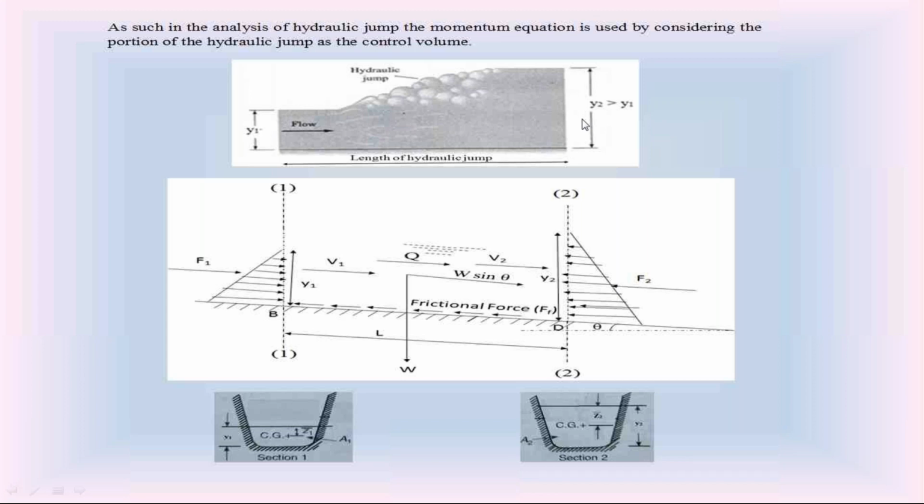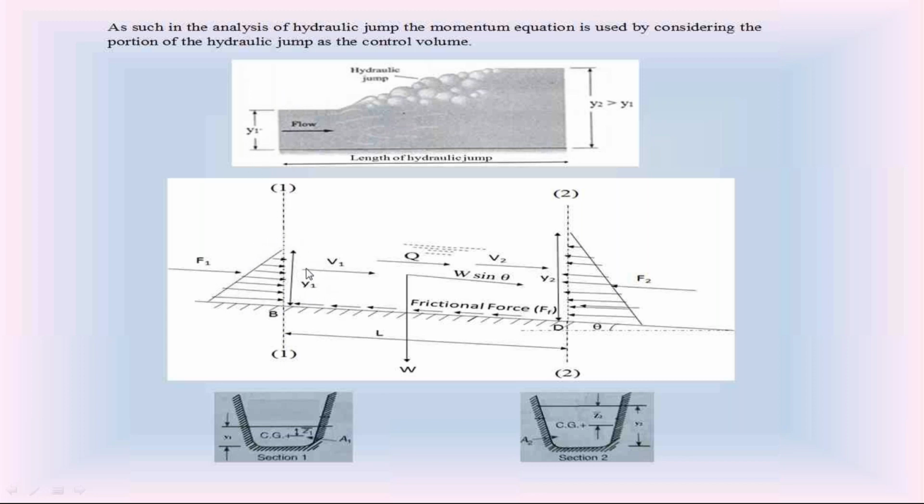In the first assumption, we assume before the hydraulic jump the flow is uniform, and here in this portion the pressure is hydrostatic. This is hydrostatic pressure. So this is section 1, dear students, please follow. Section 1 is before the hydraulic jump, with depth of flow y1. Actually, this is supercritical condition.